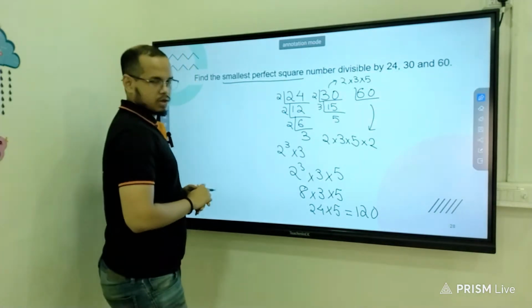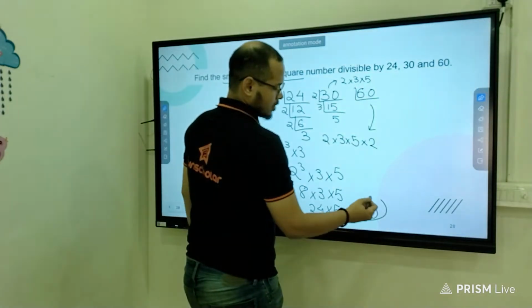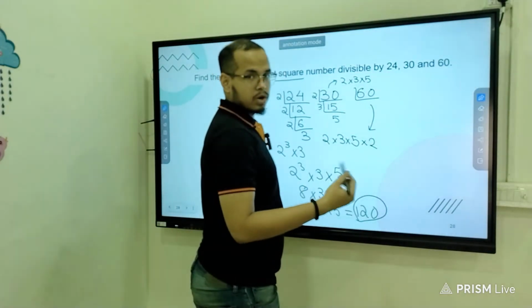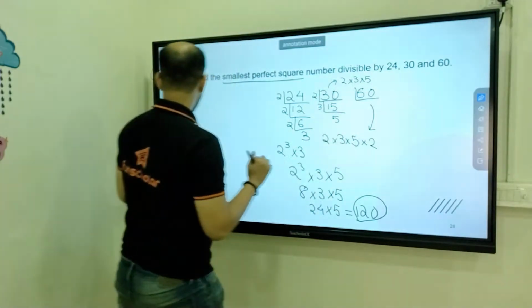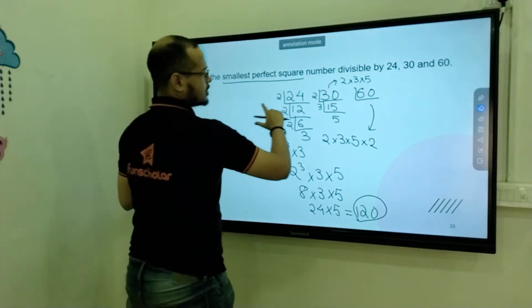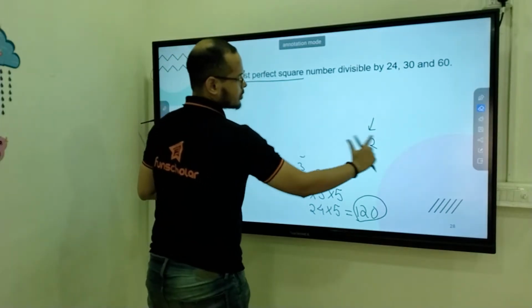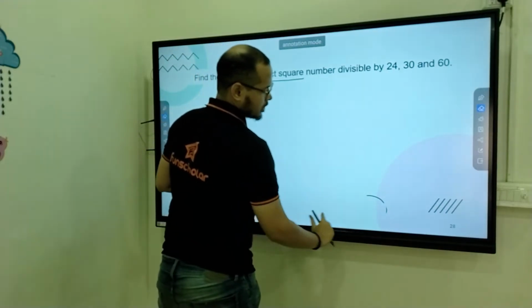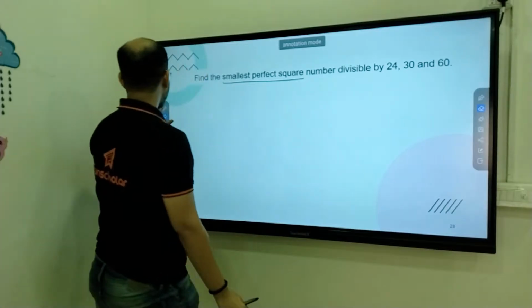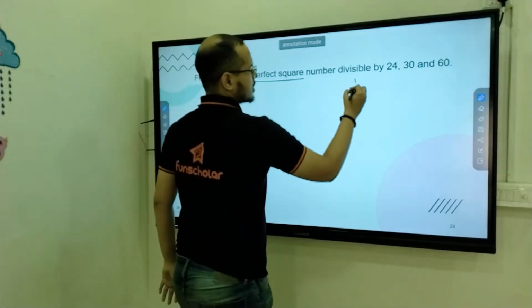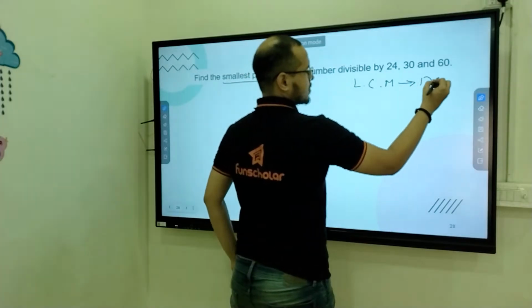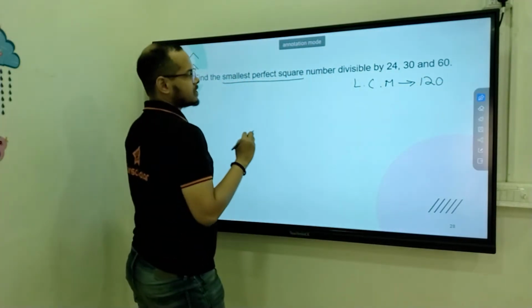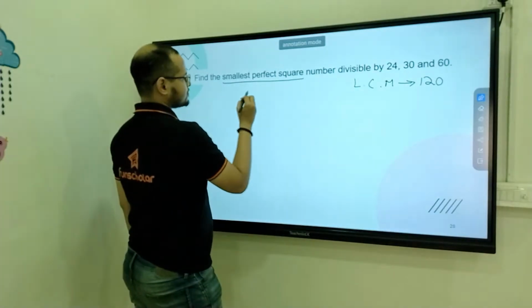So we have to multiply 120 by a number that gives us a perfect square. Like you understood the basic: if the question had asked for the least common multiple of those numbers, the answer would have been the LCM, 120. Now let's find the perfect square of that number.